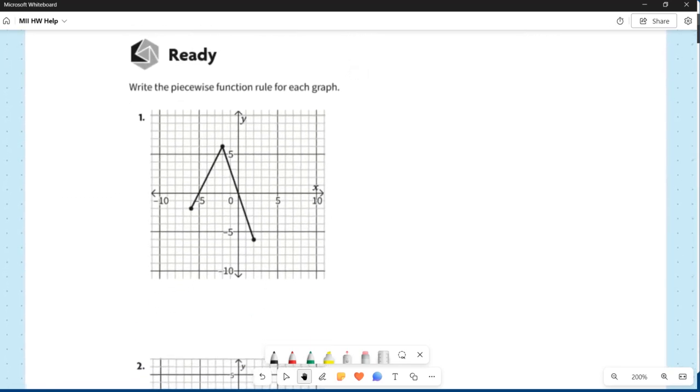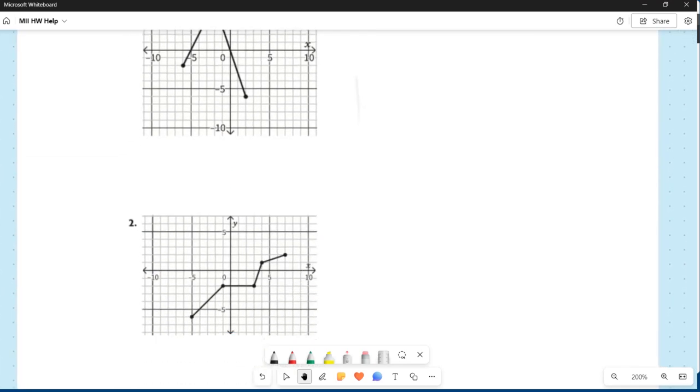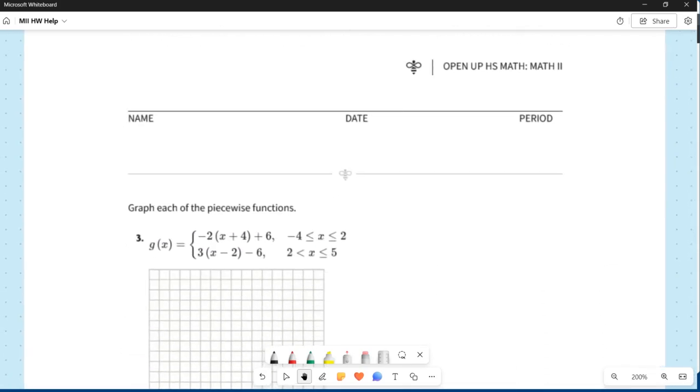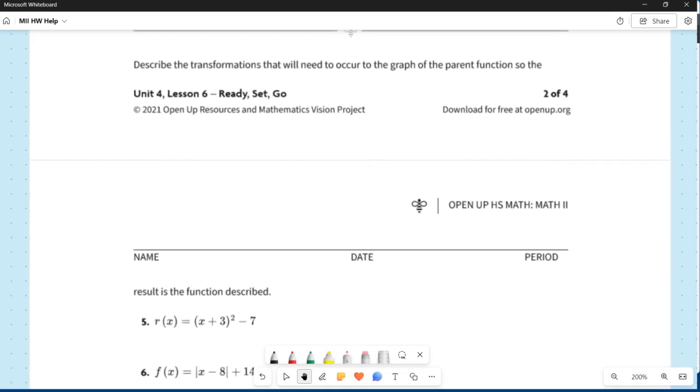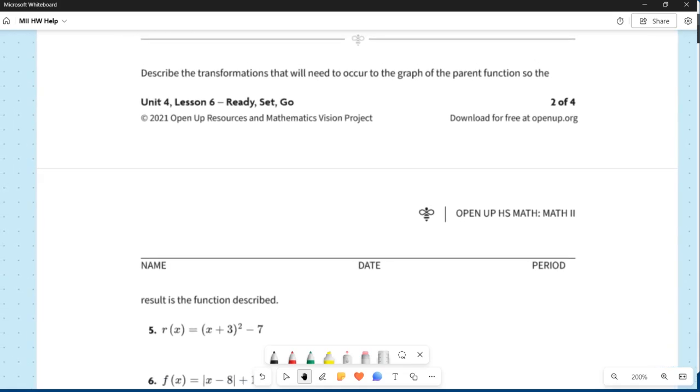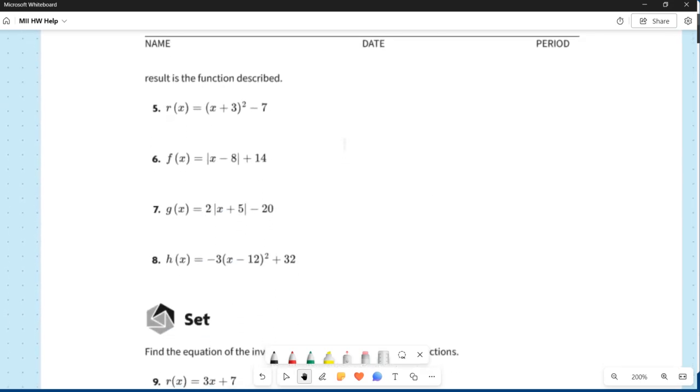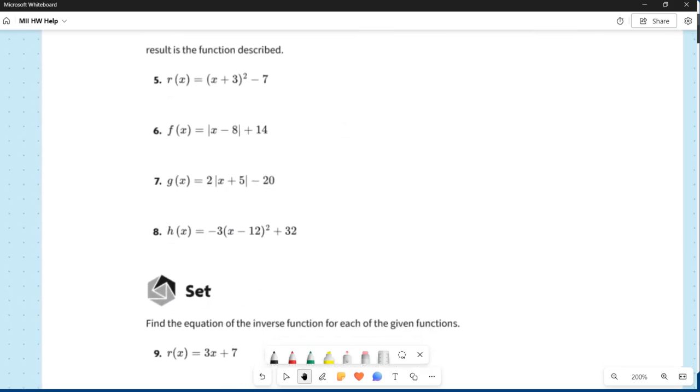We are going to be starting with the ready section. However, we're going to be skipping the first couple problems here. And the first assigned problem is going to be number 5. So here are the directions for 5. Describe the transformations that will need to occur to the graph of the parent function so the result is the function described. And for number 5, our function is r of x equals (x plus 3) squared minus 7.